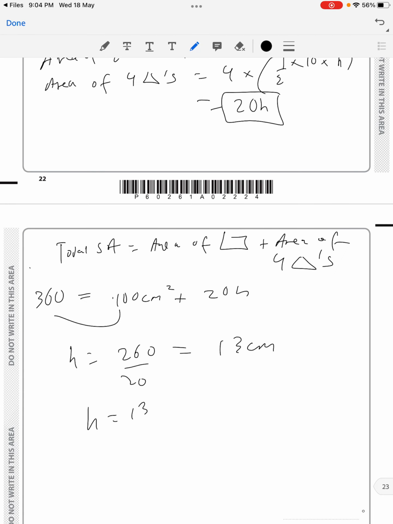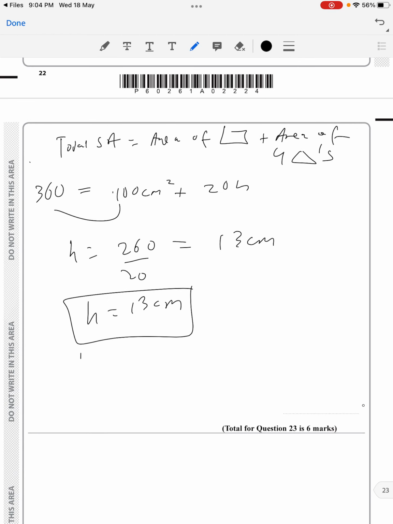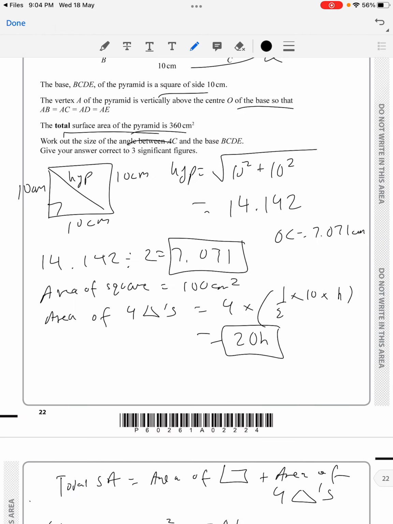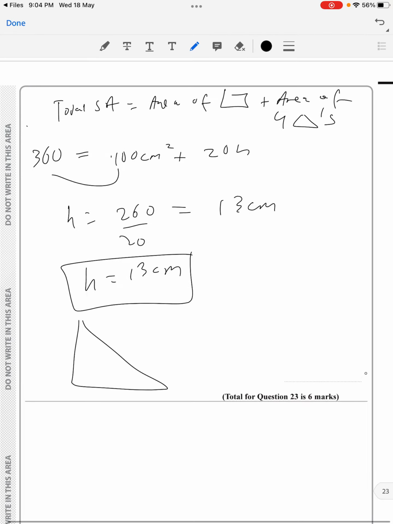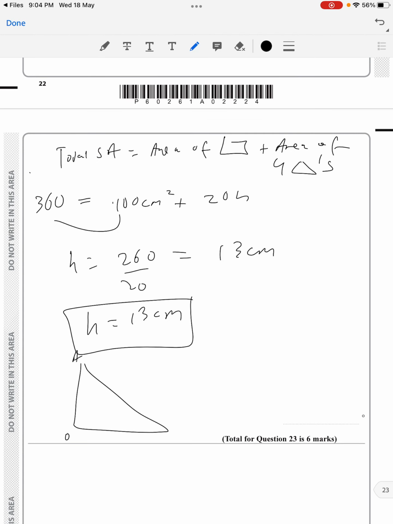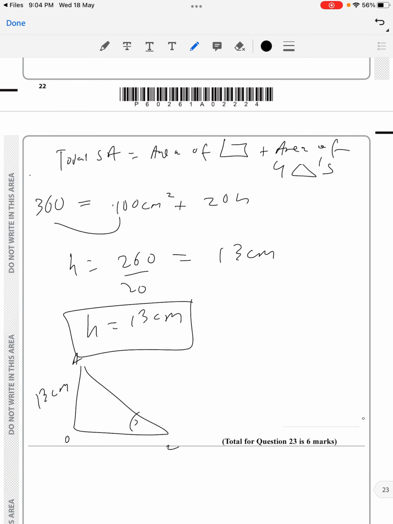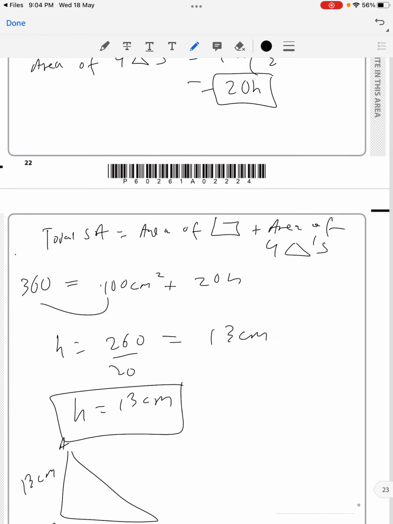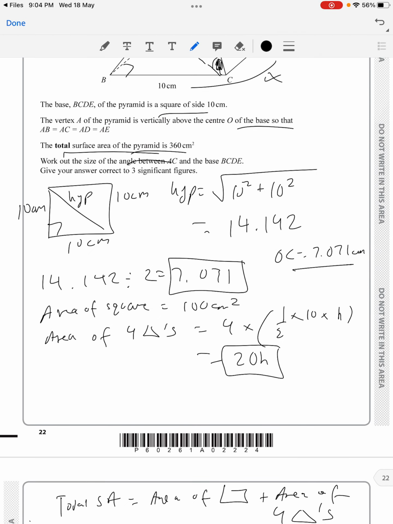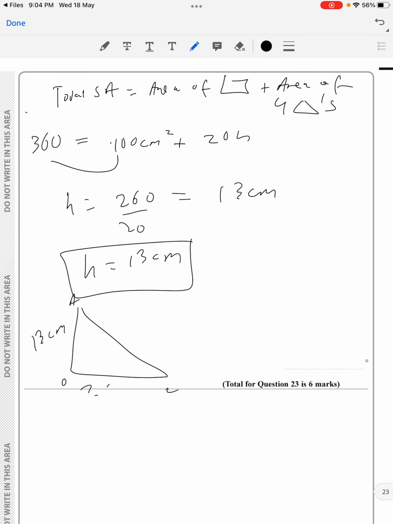We have to work out the size of the angle. It's not done yet, so we have 13 centimeters. Since we know that, we can apply the triangle rule. We know that in the triangle AOC, the height is 13 centimeters, right? The angle AOC is not given, so it has to be found. But we do know what OC is from the question above. OC is 7.071, so we can put that value in and find the angle AOC.